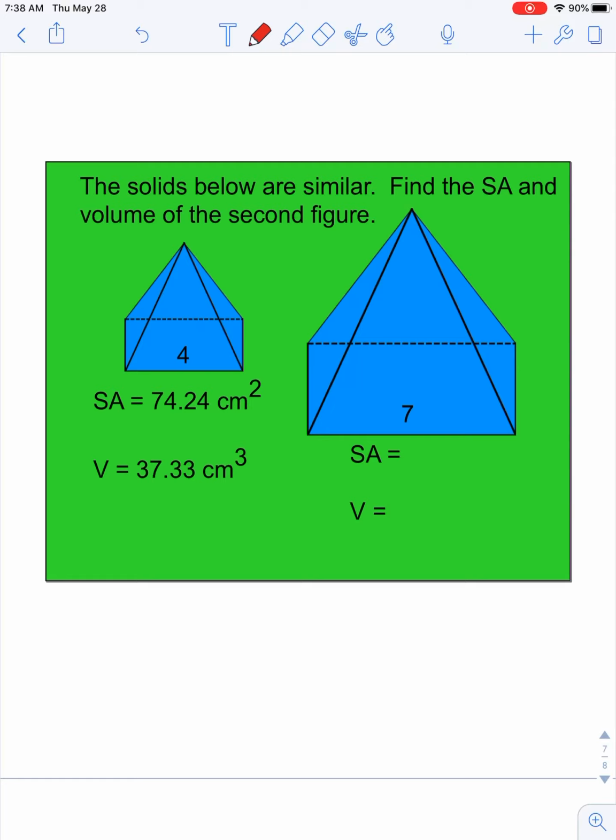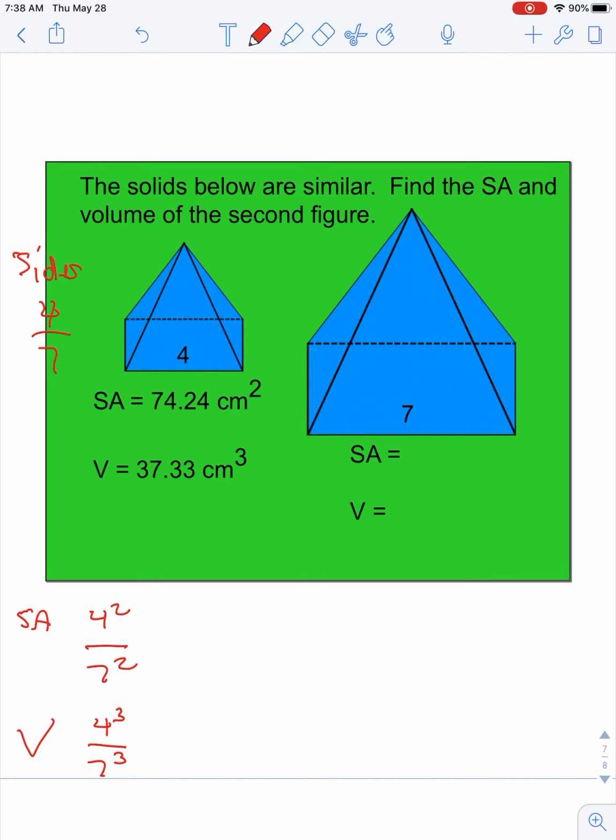So let's try working out a problem. It says the solids below are similar. Find the surface area and volume of the second figure. Okay, so if the solids are similar, then we know the sides are in the ratio of 4 to 7. So that means the surface areas are going to be in the ratio of 4 squared to 7 squared, and the volumes are going to be in the ratio of 4 cubed to 7 cubed.